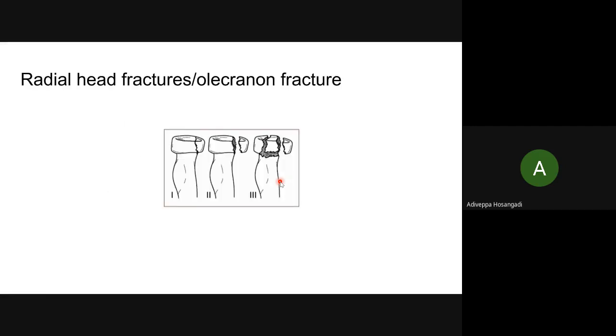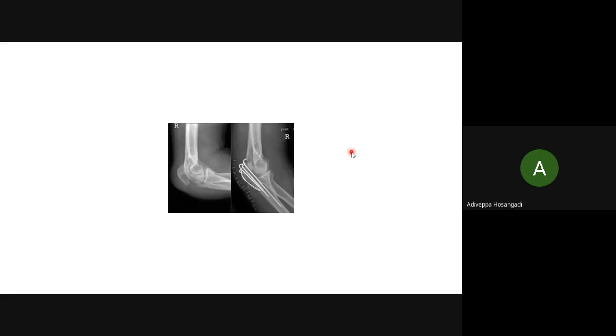So we'll go to radial head fracture and olecranon fracture. There's nothing too much in detail required. Radial head fracture is more common in adults. Radial neck fracture is common in children. There are three types. These are Mason's classification. Don't try to remember it. If possible, you remember. Radial head fracture classification is also called Mason's classification.